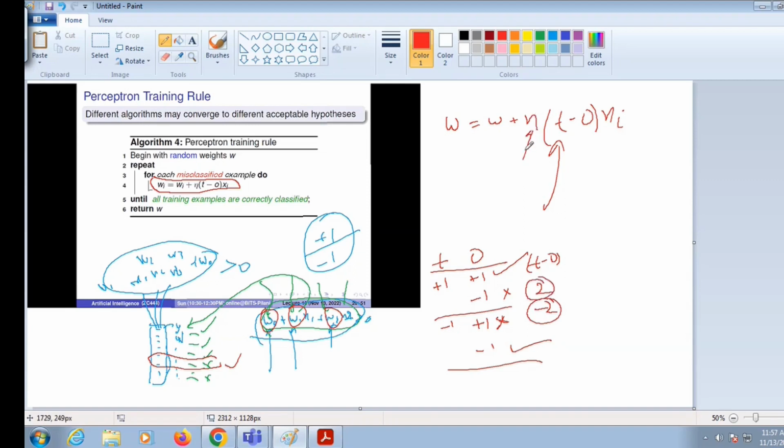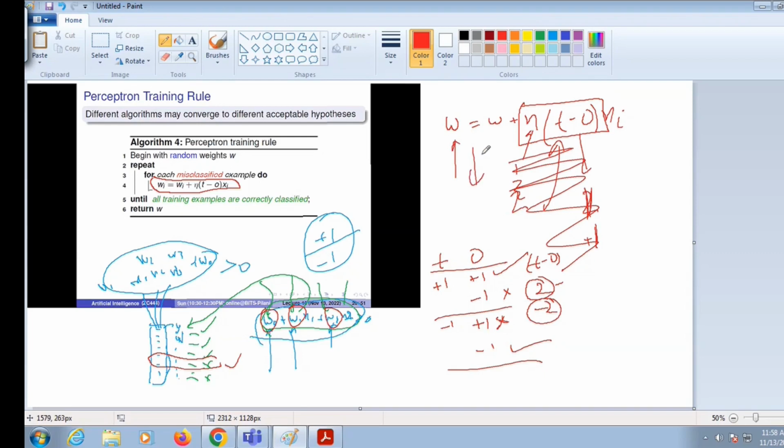Eta is just a number. Let me say that it is half. Then eta multiplied by this quantity becomes plus 1 or minus 1. This quantity is going to tell whether I am going to increase the weight or decrease the weight. Yes or no? Are you able to understand this part? Target minus output tells whether I'm going to increase or decrease the weight.